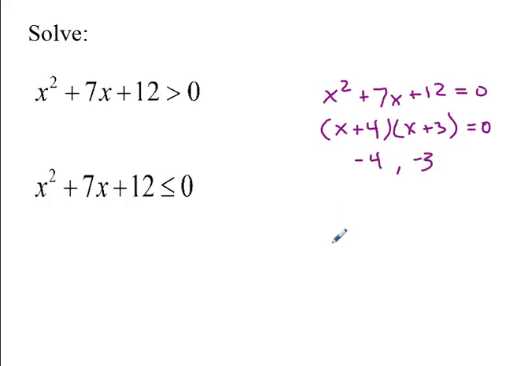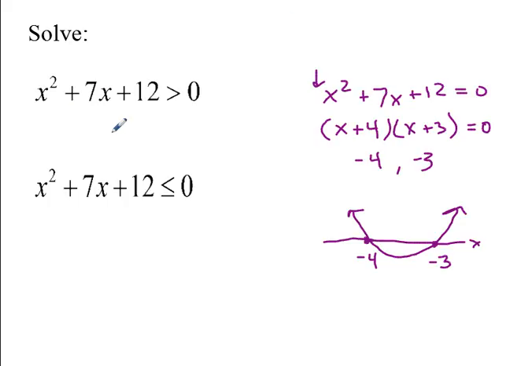These are our x-intercepts. So if we draw our x-axis right here, which is at y equals 0, we can put in our x-intercept at -4 and our x-intercept at -3. And we look right here and we can see that it's positive out front, so the parabola opens up. And now we're ready to answer the questions over here.